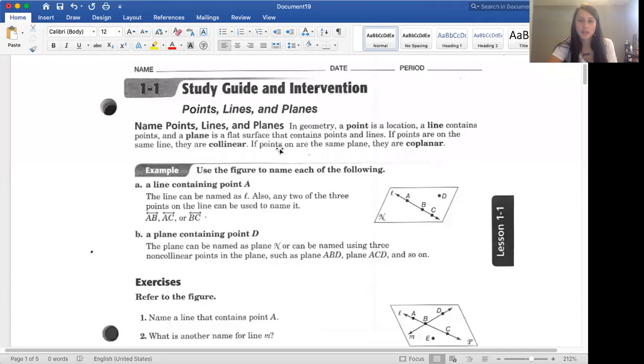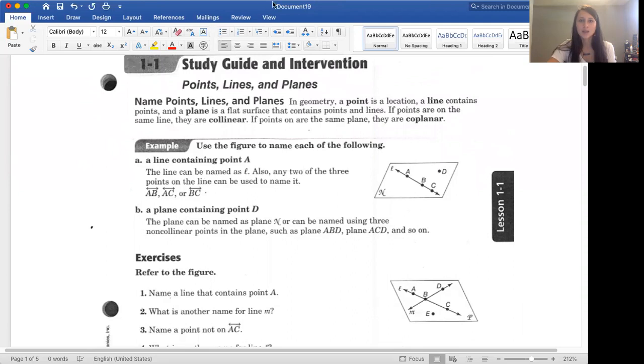What we're going to start looking at today is just being able to identify parts of geometry, the basic foundations of it. So points, lines, and planes are going to be our main focus today. To introduce you guys, let me stop sharing my screen here for a second.